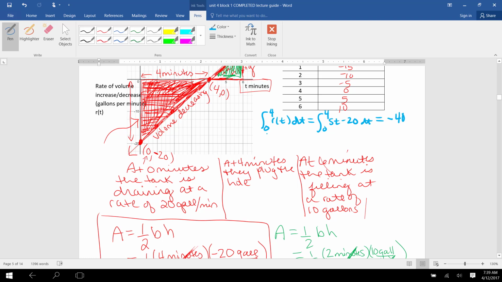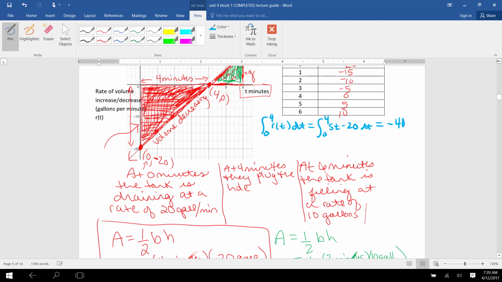Then we did the calculation where we found the accumulated change from minute 4 to minute 6. That was the area of this little triangle up here. And in terms of the definite integral, what we were doing was finding the integral from 4 to 6 of r of t dt. We know the equation of r of t, so we can write this as the definite integral from 4 to 6 of 5t minus 20 dt. When we performed the calculation, we found that the accumulated change was positive 10, that the tank increased 10 gallons during that time period.